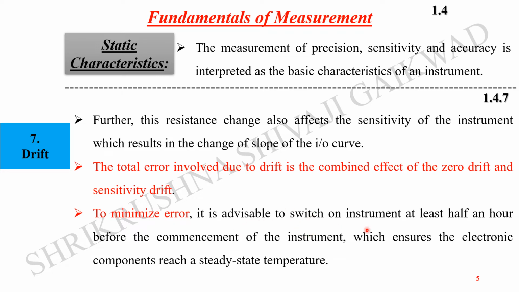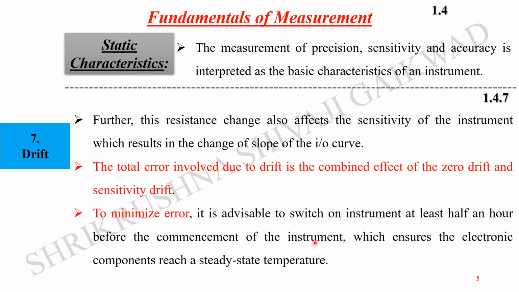to switch on the instrument at least half an hour before. Means we should turn on the instrument and keep it for some time before the commencement of the measurement, which ensures the electronic components reach a steady state temperature. Generally this happens when we are trying to turn on our motorbike during the winter season, because the temperature outside is quite cold and we are not able to ignite the engine by using our battery.